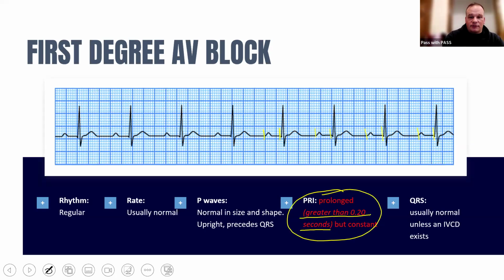Now, what is this actual rhythm? Let's assume it's a 6-second strip. I have 1, 2, 3, 4, 5, 6, 7, 8. 8 times 10 is what? 80. So I have a normal sinus rhythm with a first degree AV block. Okay. So a PRI that's longer than 0.20 seconds. It's always going to be longer than 0.20 seconds. It's going to be very regular looking. That is a first degree AV block.